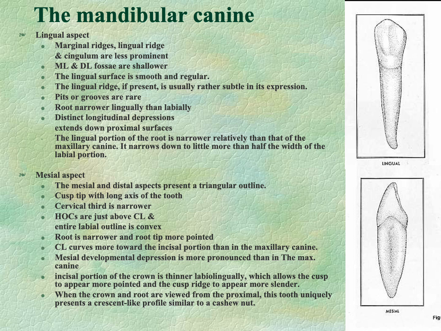On the lingual aspect, the marginal ridges, the lingual ridge and cingulum, all of them are less prominent than those of the maxillary canine. The mesiolingual and distolingual fossae are shallower. The lingual surface is smooth and regular. The lingual ridge, if present, is usually rather subtle in its expression, which means it's shallow or underdeveloped. Pits or grooves are rare. Roots are narrower lingually than labially.